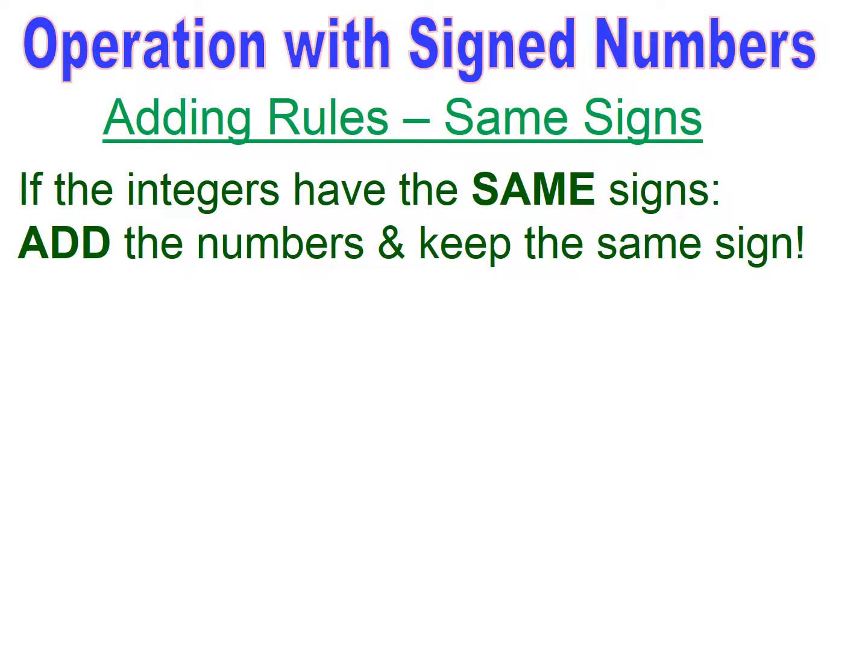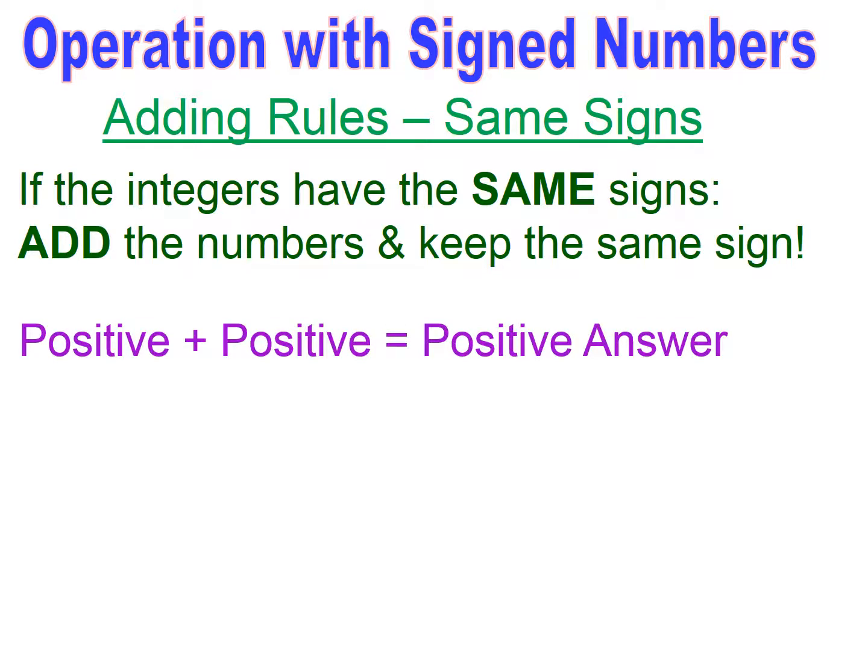The first rule that we're going to work with for adding signed numbers is the adding rule for the same signs. When they're the same signs, add the numbers and keep the same sign. So this is very important. We're familiar with a positive plus a positive equaling a positive answer. We've seen this many times. 2 plus 2 is 4. 2 is positive, the other 2 is positive, and the answer is going to be positive.